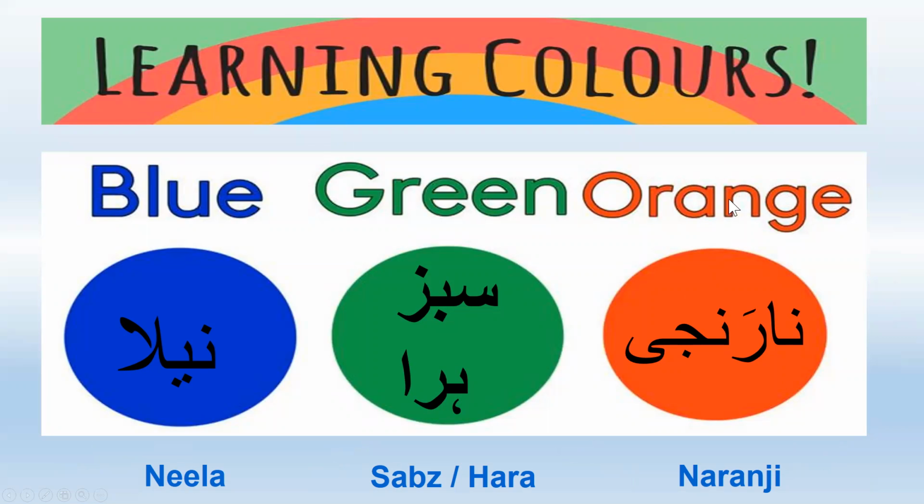Now this is an orange color, and orange in Urdu is called na, noon, alif, na, re, zabar, noon, run. Na, run. Jeem, choti ye, ji. Na, run, ji. Naranji. Naranji is called orange.